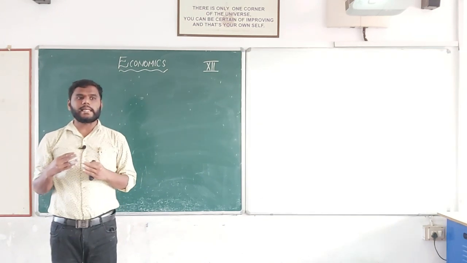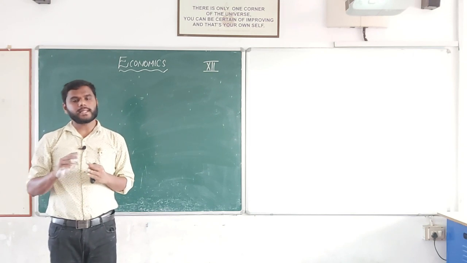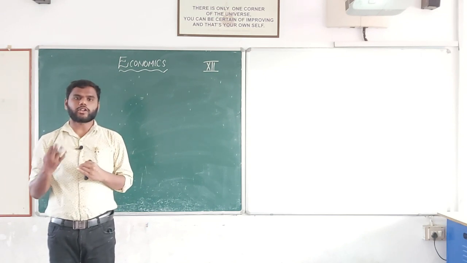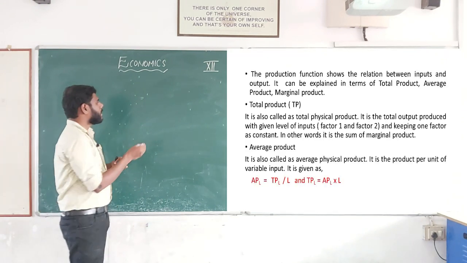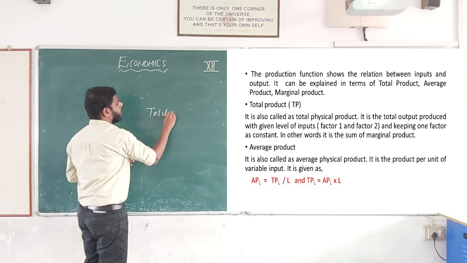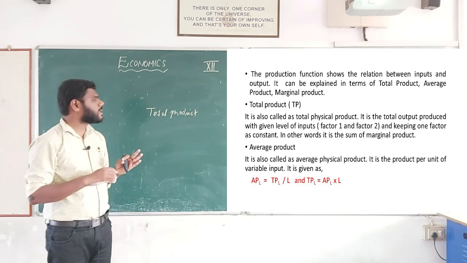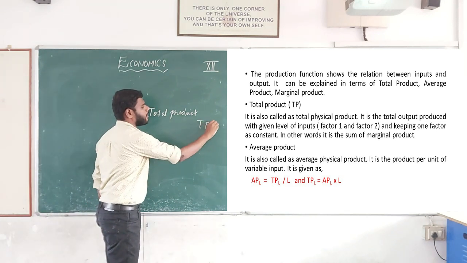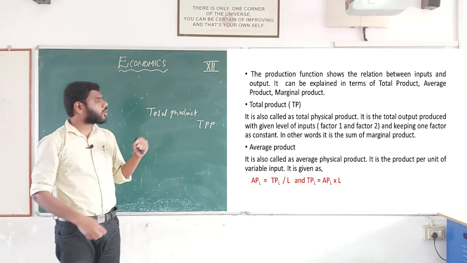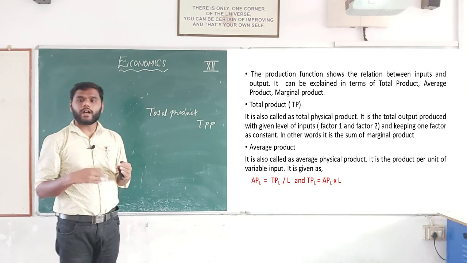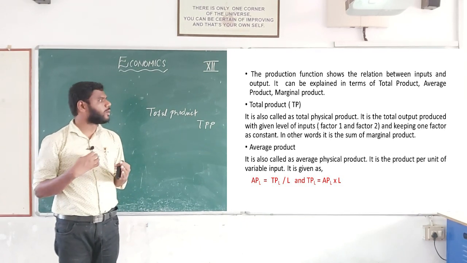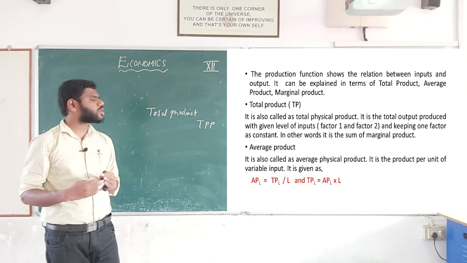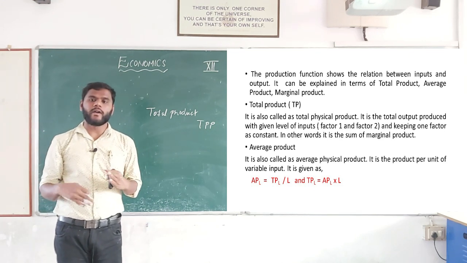See, production function is the relationship between input and output, or it is the transformation of input into output. See, we can explain in terms of total product, average product and marginal product. First one is total product. Total product is also called the total physical product, that is TPP. And it is the total product produced with a given level of input, that is factor 1 and factor 2, by keeping one factor as constant. In other words, it is the sum of marginal product. Very important. Total product is the sum of marginal product.